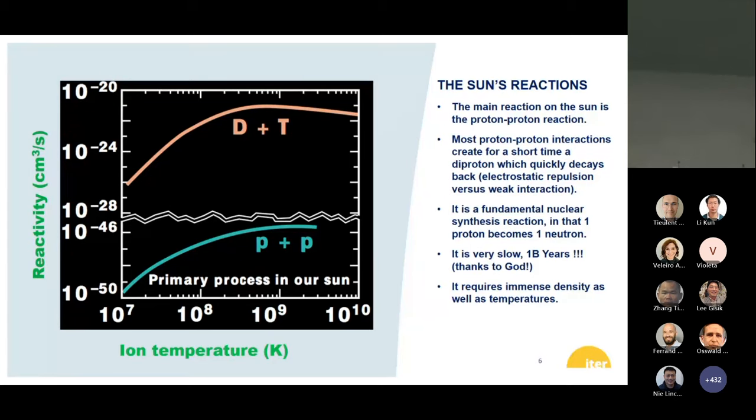So I will try to give a little bit of information just to give you an image of what it means to be difficult to fuse, what it means to be easy to fuse, because I think you should understand a little bit more. There is a function here called reactivity. I'm not going to get into the details of what it physically means, but the name of it can give you a bit of an understanding. And there is a very, very fundamental difference between the reactivity of deuterium and tritium and proton-proton.